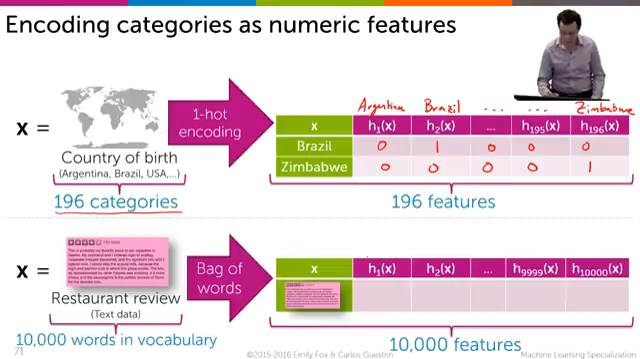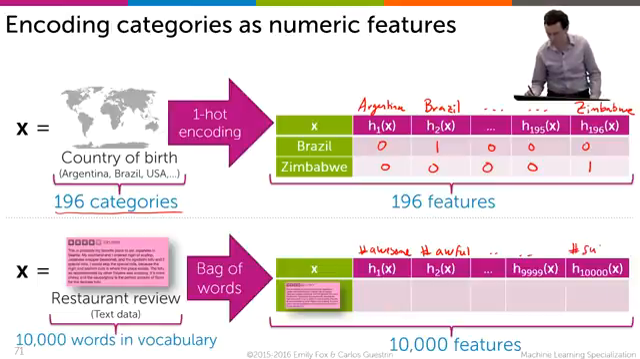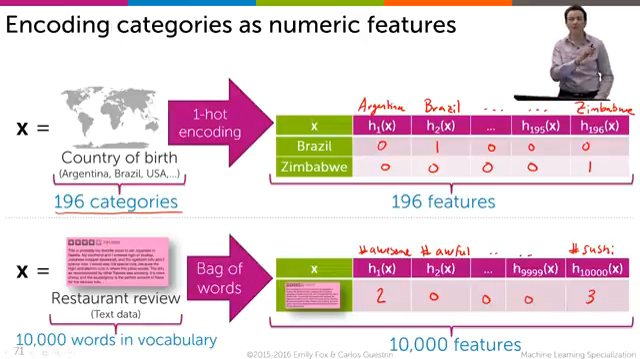So for example, I might associate h1 with the number of awesomes, h2 with the number of awfuls, and so on, all the way to, say, h10,000, which might be the number of sushis. So the number of times the word sushi appears. And a particular data point might have 2 awesomes, 0 awfuls, 0 for a bunch of different things, and maybe 3 sushis. And so it becomes a really, really sparse 10,000 dimensional vector.